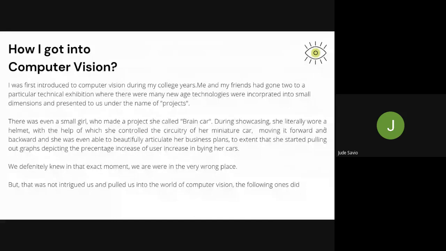We are here now. Because we did not, but this is not the reason we got pulled into computer vision.